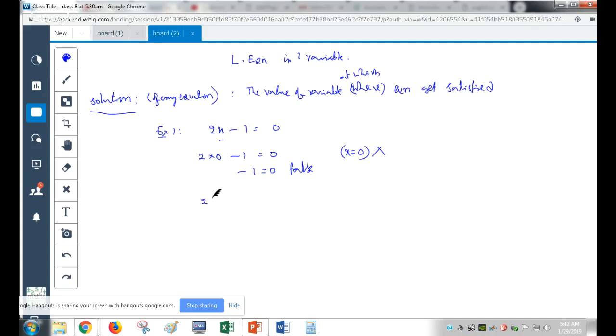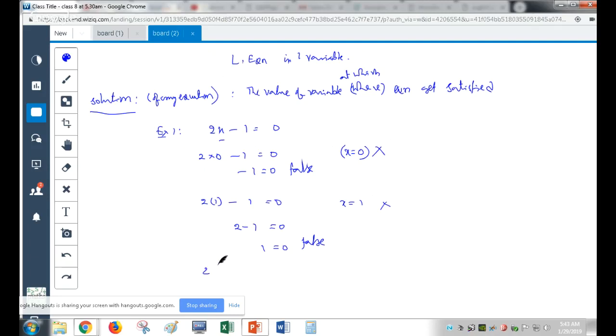Let us put 1. Okay. 2 into 1 minus 1 is equal to 0. 2 minus 1 is equal to 0. 1 is equal to 0. We got this also false. That means at x is equal to 1, the equation is not satisfied.